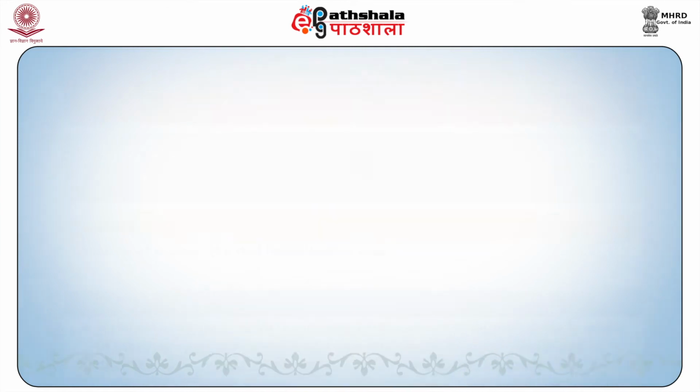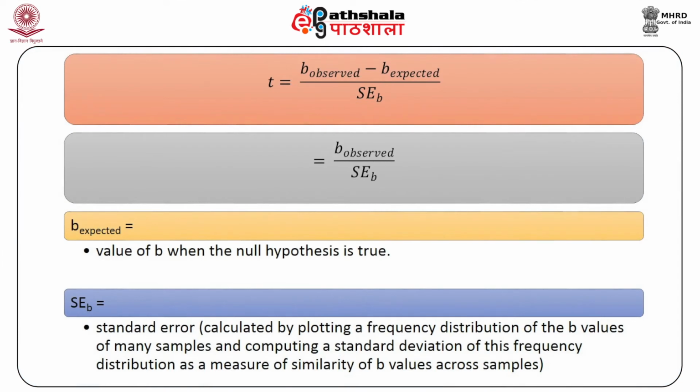The equation to calculate the T is T is equal to B observed minus B expected upon the standard error of B, where B expected is the value of B we would expect to obtain if the null hypothesis is true, which is hypothesized to be 0. The standard error of B is calculated by plotting a frequency distribution of the B values of many samples and computing a standard deviation of this frequency distribution as a measure of similarity of B values across the samples.